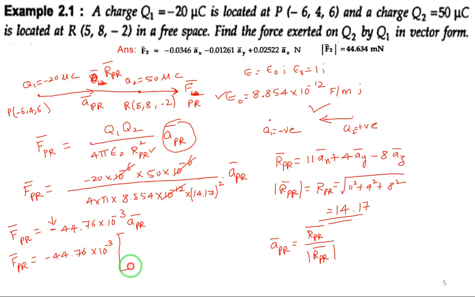What is APR? Now I am doing it for APR. APR is the vector RPR divided by its magnitude. Vector RPR is 11 AX plus 4 AY minus 8 AZ, divided by its magnitude 14.17.